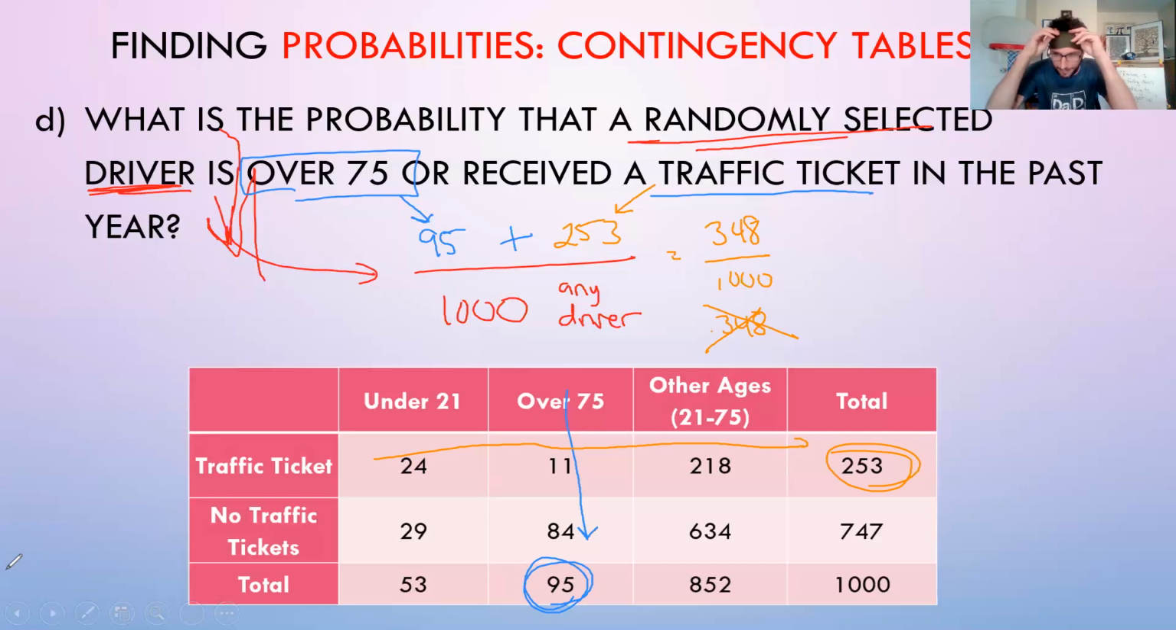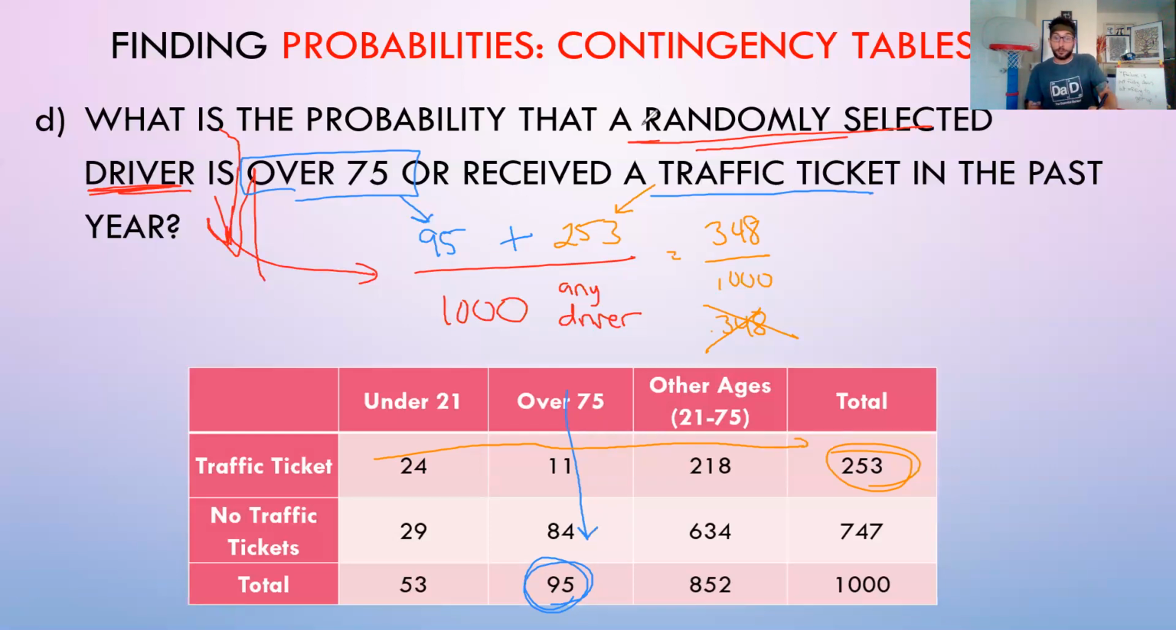Hopefully, as I was writing that, you were like, I don't know, man. I don't know if that seems right. What's the mistake here? 0.348 is too high. What mistake did we make by adding these two totals for the overall probability that someone received a ticket or was over 75?